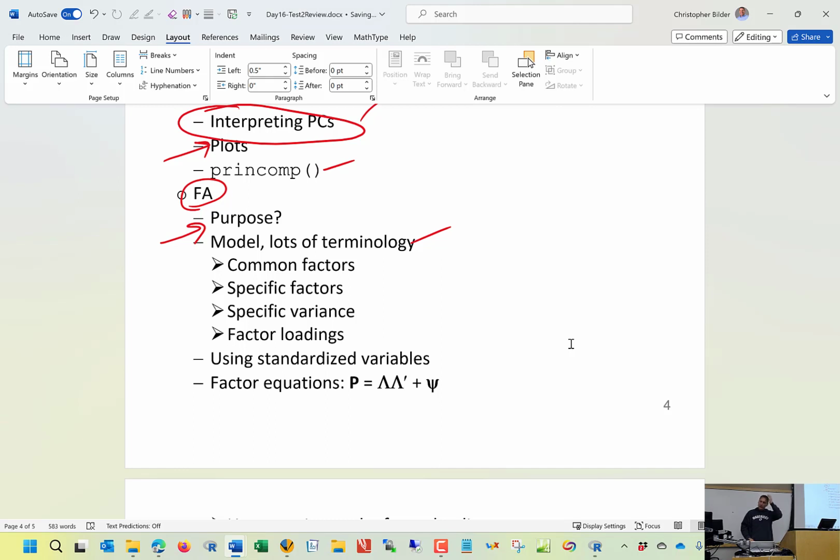Now, with factor analysis, there were lots of terms. What I would hope would be an easy question is, let's say, on a short answer question, I would say, okay, here's a factor analysis model. For each of the components of this model, write out the formal name of what it is. So, you see an F. That's a common factor.